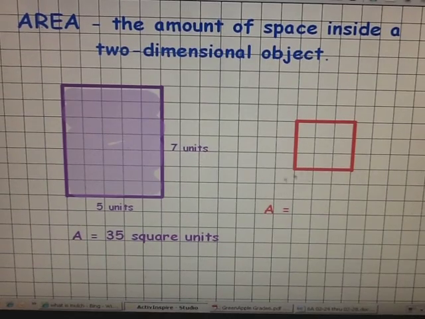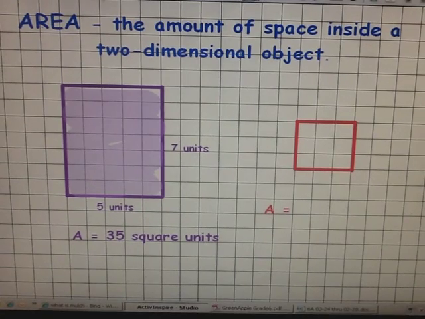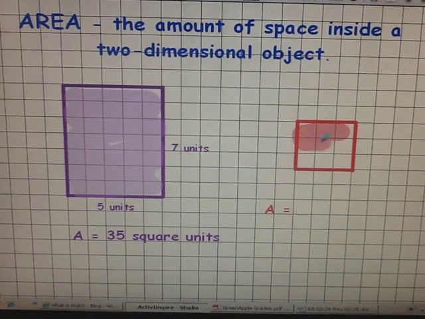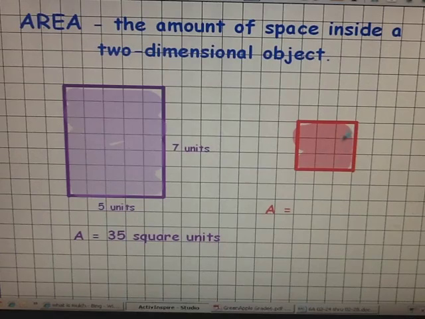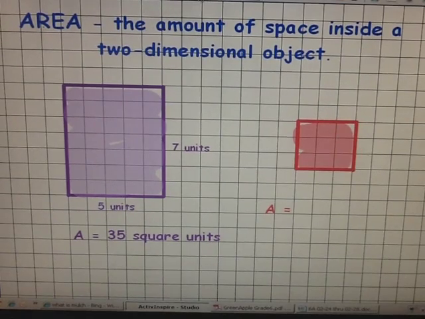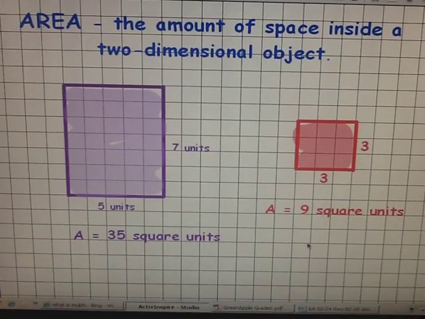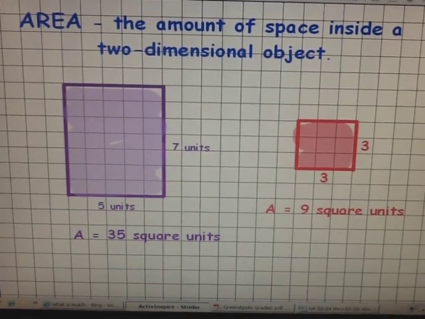Okay? Let's look at our next figure. This figure is a square. Again, area is all of the inside, so we can add up all of the squares inside the figure, or we can see that the side lengths are 3 and 3, and multiply them together. 3 times 3 is 9, so the area would be 9 square units.